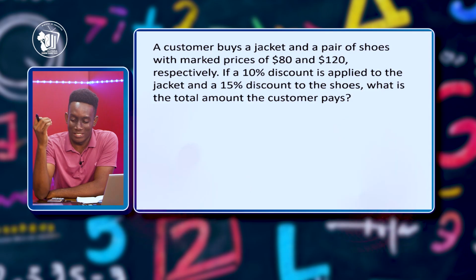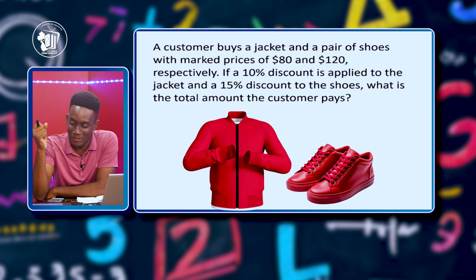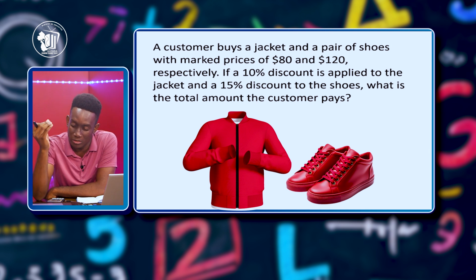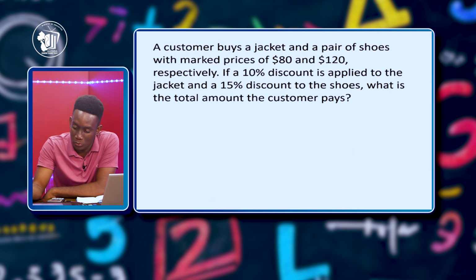So the last question says, a customer buys a jacket and a pair of shoes with marked prices of $80 and $120 respectively. If a 10% discount is applied to the jacket and a 15% discount to the shoes, what is the total amount the customer pays? So we see we need to find the discount on each item separately. So the first thing, let's look at the jacket.